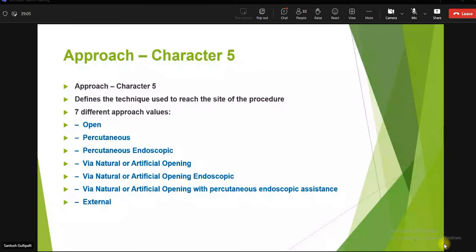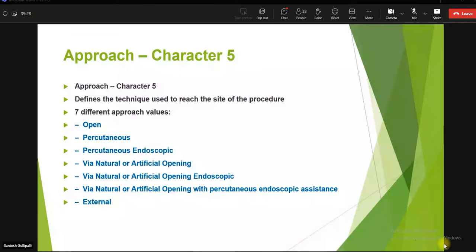Approach. Okay, so I will tell you what is open approach. Percutaneous approach, percutaneous endoscopic approach, via natural or artificial opening, via natural or artificial opening endoscopy, via natural or artificial opening with percutaneous endoscopy, and external approach. So these are the 7 approaches in PCS coding.